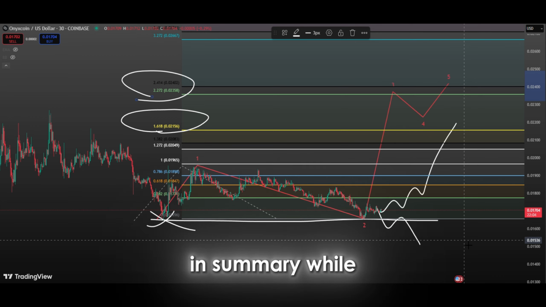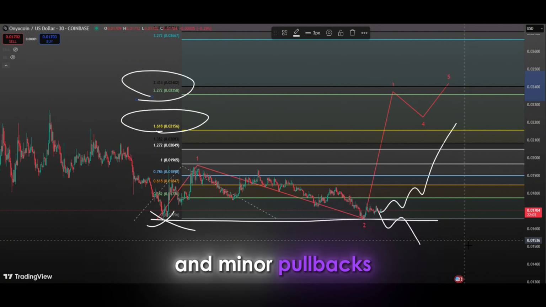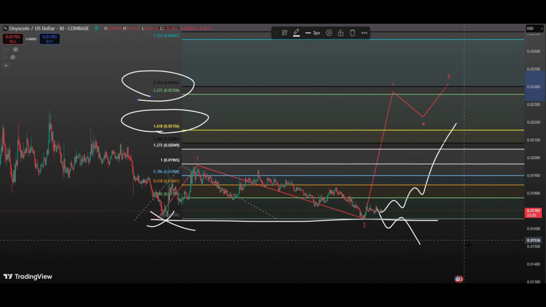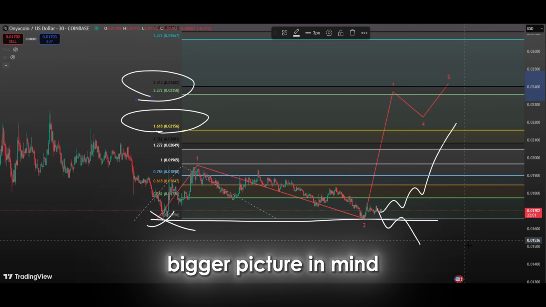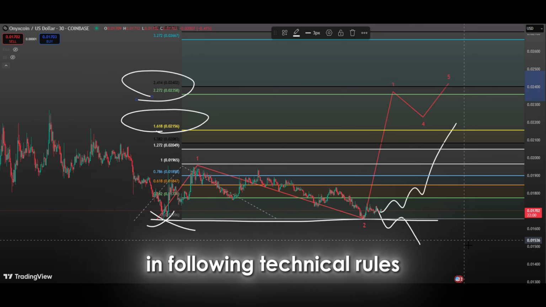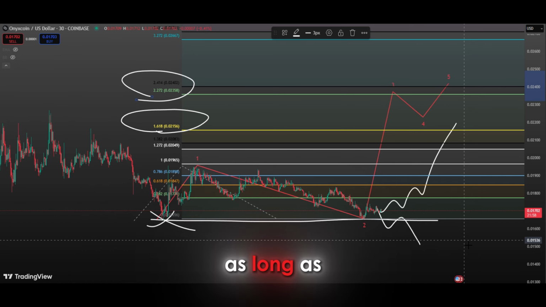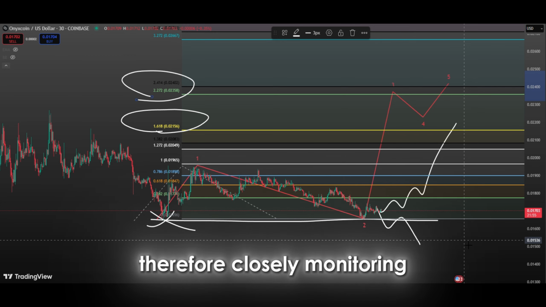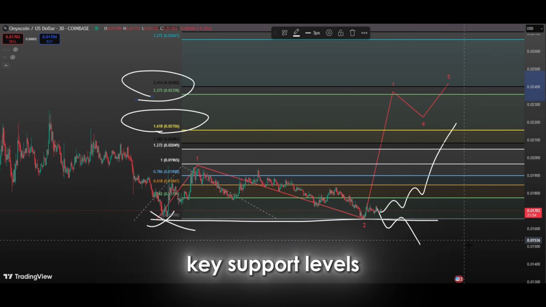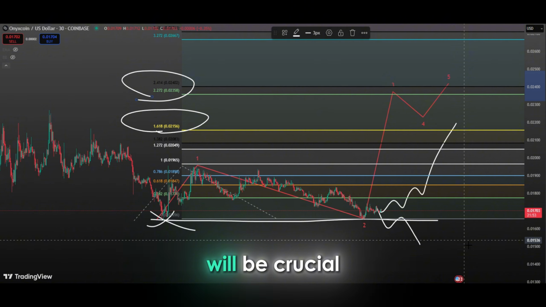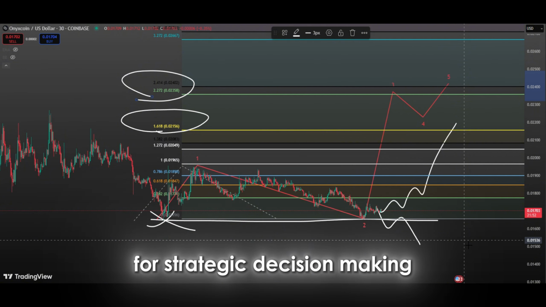In summary, while current volatility and minor pullbacks may test the patience of investors, it is essential to keep the bigger picture in mind and remain disciplined in following technical rules. As long as the price holds above the first wave's starting point, a massive rally in the third wave may be on the horizon. Therefore, closely monitoring key support levels and momentum indicators will be crucial for strategic decision-making.